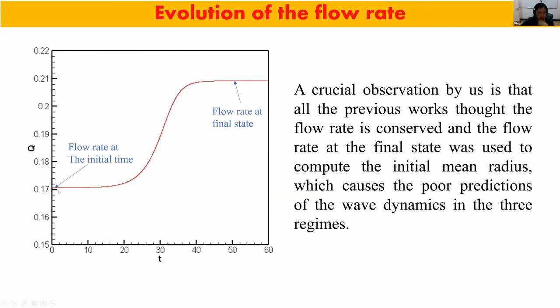So the initial flow rate is connected to the final flow rate of a saturated state by a heterokinetic orbit. And this is very crucial because all the previous work thought that the flow rate is conserved, and the flow rate of the final state was used to compute the initial mean radius. And this is the major reason that causes the poor predictions of the wave dynamics in the 3 regions.